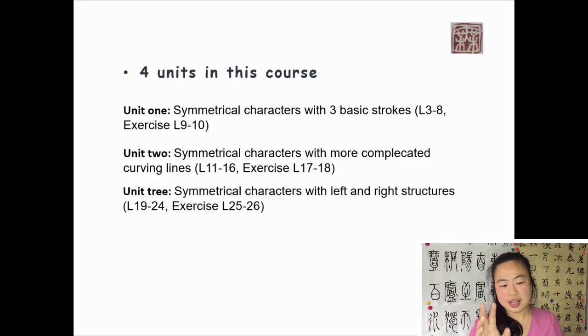And then in unit 3, we'll focus on those symmetrical characters with left and right structures. Left and right structures are very important in Chinese characters. Though some of our characters are combined with an upper side and a lower side, roughly speaking, I think the left side and right side take a more important role in our writing system. Okay, so this part will be from lesson 19 to lesson 24, and then we have 2 more exercise lessons.